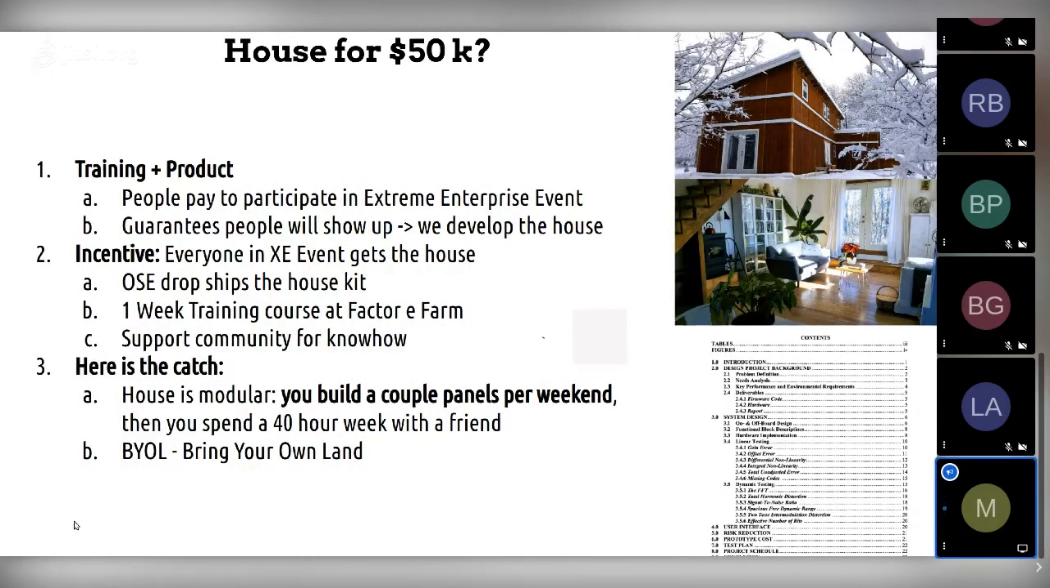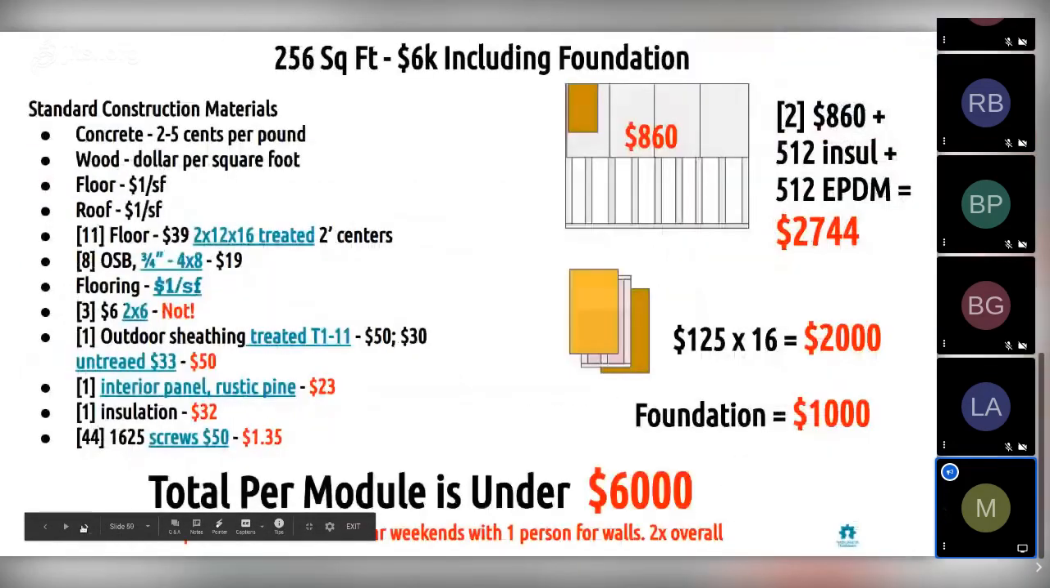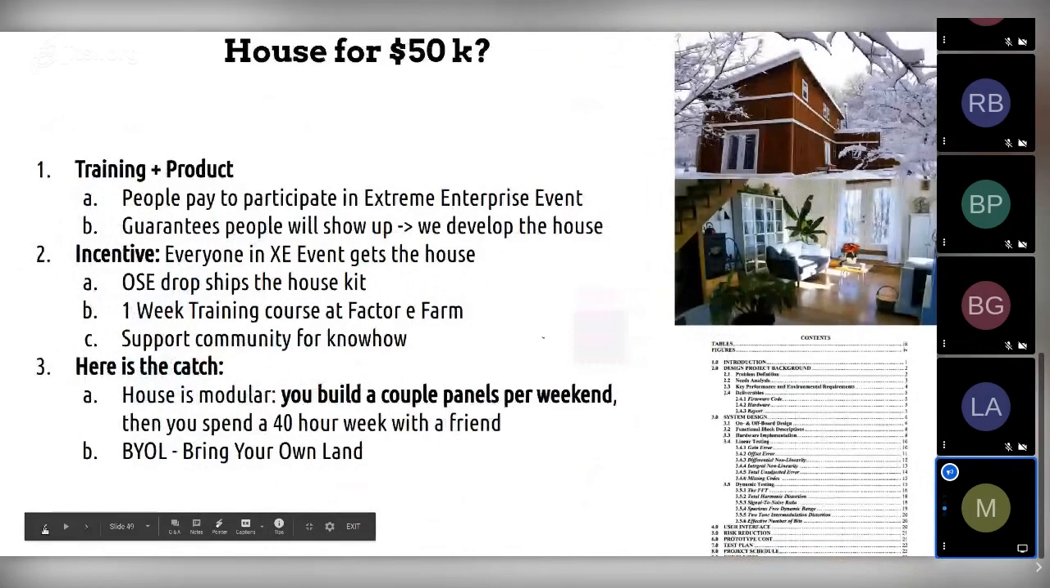The idea is it's $40,000 in materials, and we charge $10,000 for a support package of training, drop ship delivery, and walking you through this entire process so you succeed, including preparing the package for the code officials and all of that. So that's the basic idea. Now, $40,000, can you do that? 1,000 square feet for $40,000?